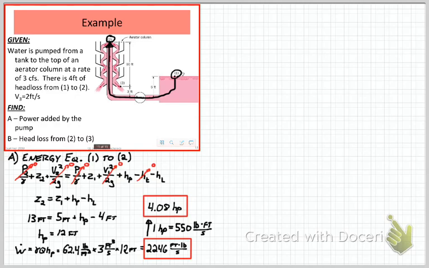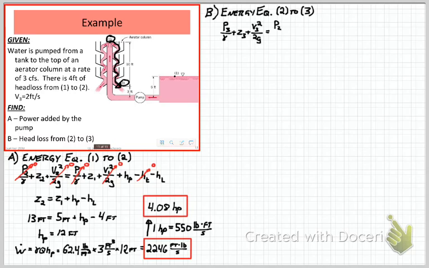Part B of the problem asks us to determine head loss from point 2 to point 3, and so again we're going to apply our energy equation, this time along the flow path that I've now drawn in black, connecting point 2 to point 3. So once again, start with that generic energy equation. Where we end up equals where we began plus and minus the changes that occur along the way.